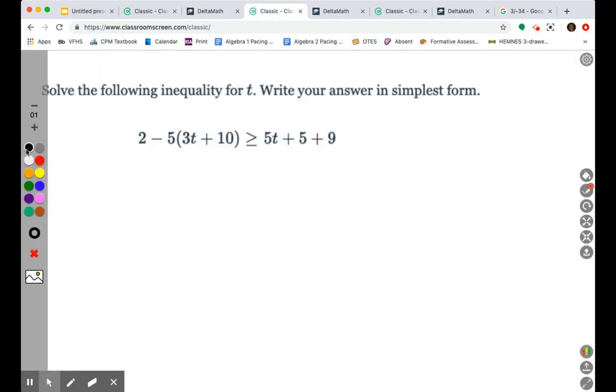Our next example, again, step number 1 is to distribute. So I'm going to distribute this negative 5 to both the pieces inside my parentheses. So negative 5 times 3t gives me negative 15t. Negative 5 times 10 gives me negative 50. And I want to bring down everything that I haven't touched yet.